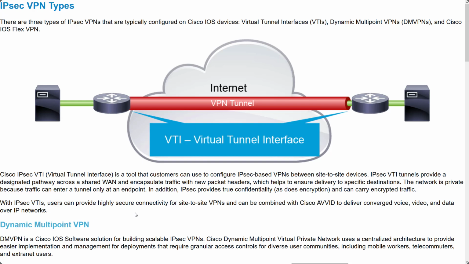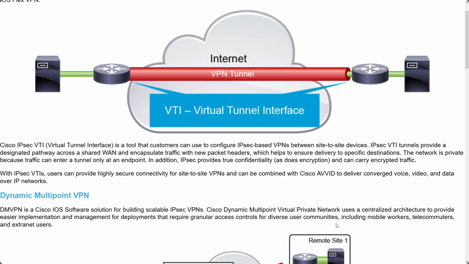And notice here it says it's a highly secure connectivity for site-to-site VPNs, which really would apply to any VPN architecture, quite frankly, right? Every VPN architecture provides a secure method of site-to-site communication. But it says here with Cisco AVVID. Now that term has been around for decades. It stands for the Architecture for Voice, Video, and Integrated Data, meaning that VTI is suitable to support things like quality of service, traffic prioritization, and so on.